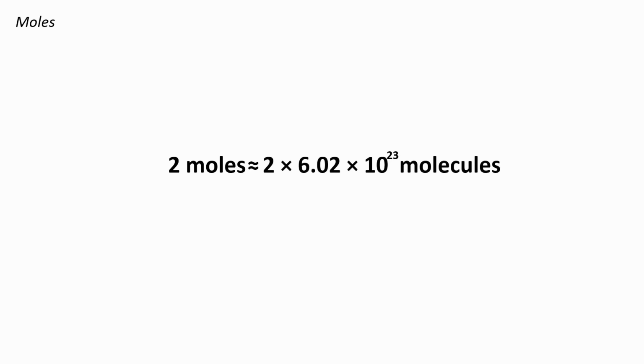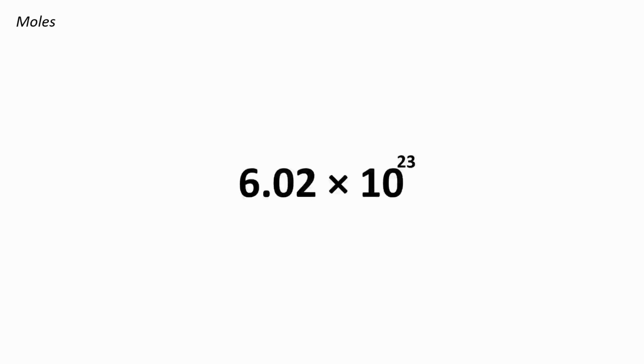For example, if you have 1 mole of water, you have roughly 6.02 times 10 to the power 23 water molecules, and this is true for all other molecules. So similarly, if you have 2 moles of air, you will have roughly 2 times 6.02 times 10 to the power of 23 air molecules. This number, 6.02 times 10 to the power of 23, is known as Avogadro's number or Avogadro's constant.